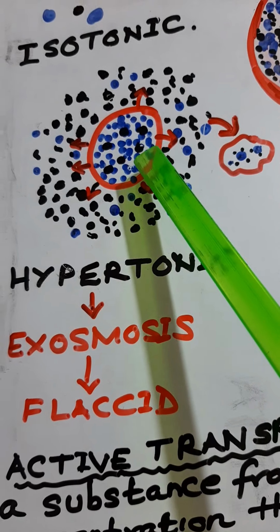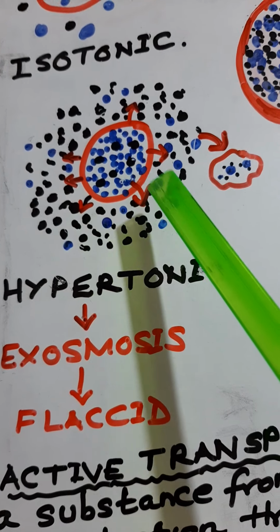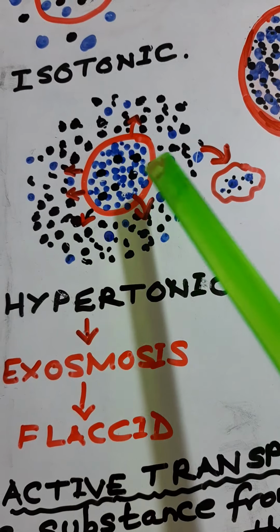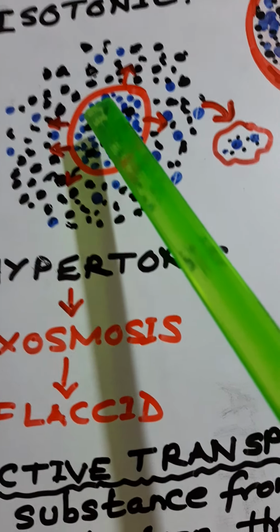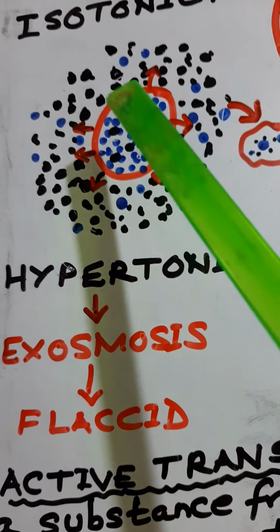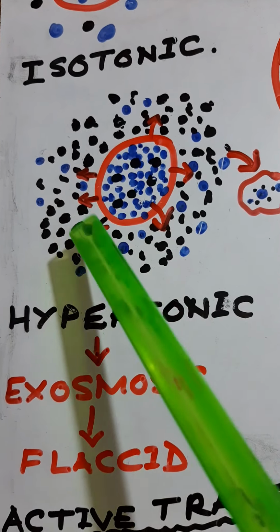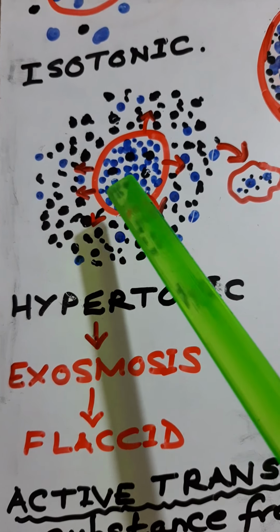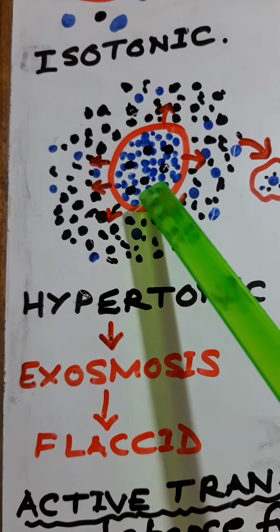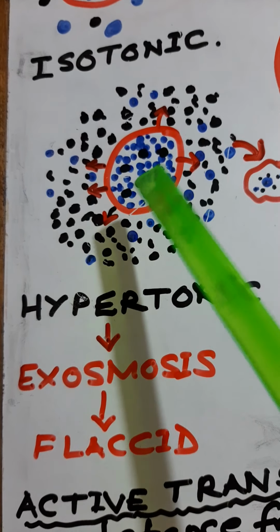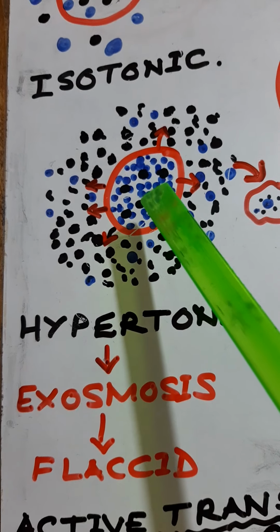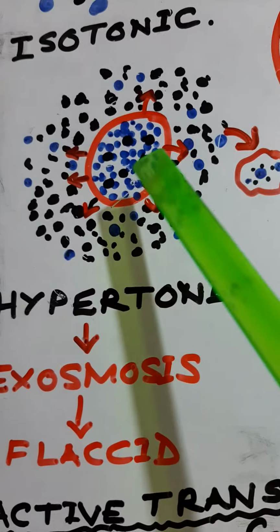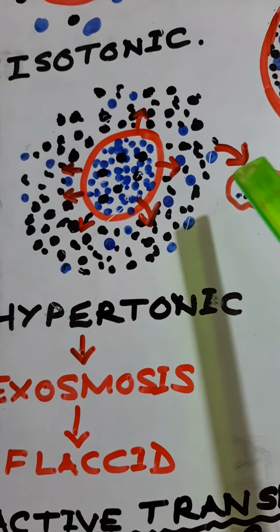So what happens here is water will move out of the cell. There will be a few molecules of water going in, but more water will be leaving the cell. This is called exosmosis. As water keeps coming out, the cell becomes loose, and that condition is known as the flaccid condition. The cell will become more or less like this. The condition of the cell is called the flaccid condition.